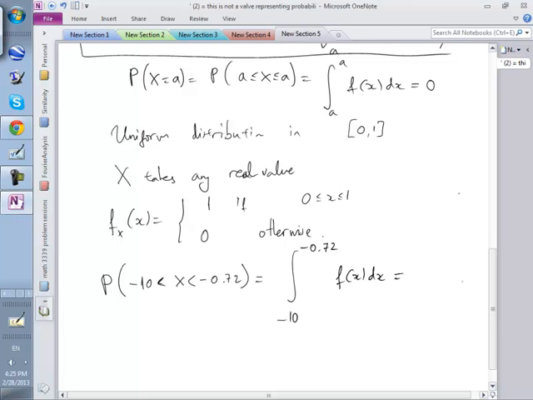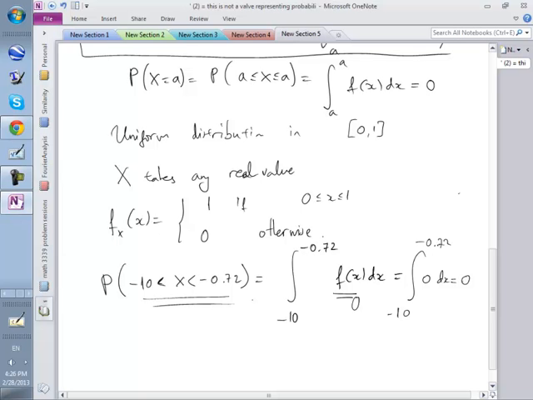This is what determines the probability. And now, what is the value of f outside 0 and 1? That's 0. So essentially you integrate 0, because the interval of integration does not overlap with 0, 1. So you integrate the value 0, so the integral, as everybody can see, will be equal to 0. So it's super unlikely that the random variable will take any values between -10 and -0.72.